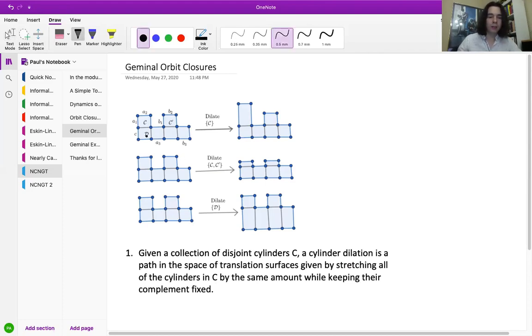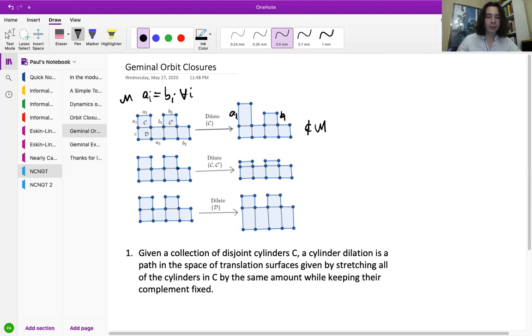So here we have the surface that we were just considering. We see that there are 3 horizontal cylinders labeled C, C prime, and D. In the first picture, I've dilated only C while fixing the rest of the surface. Recall that in the orbit closure that we were just considering, we said that AI is equal to BI for all I. By dilating C, we see that we have violated this condition. A1 does not equal B1, and so the resulting surface does not belong to our orbit closure M.